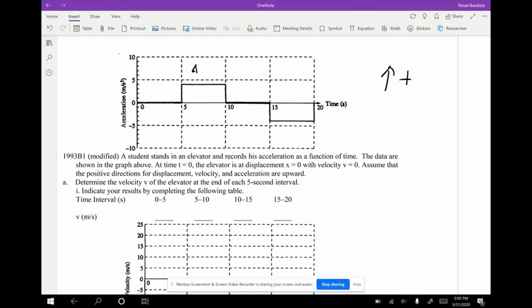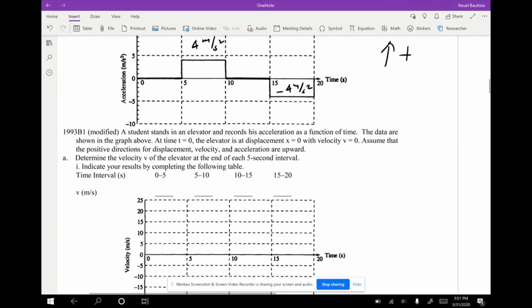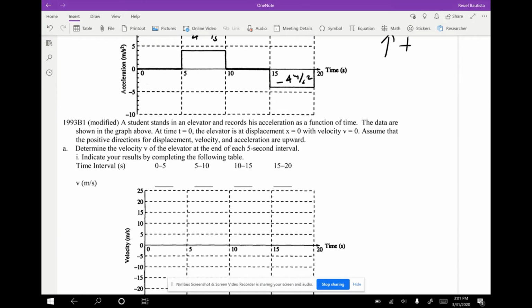Okay, so let's look at part A. Determine the velocity v of the elevator at the end of each 5-second interval. This is very important, guys. What we're going to look for is the velocity of the elevator at the end of each 5-second interval. So we're looking at it at 5 seconds, at 10 seconds, then at 15 seconds, then at 20 seconds. We're looking for the velocity at the end of each of these intervals.